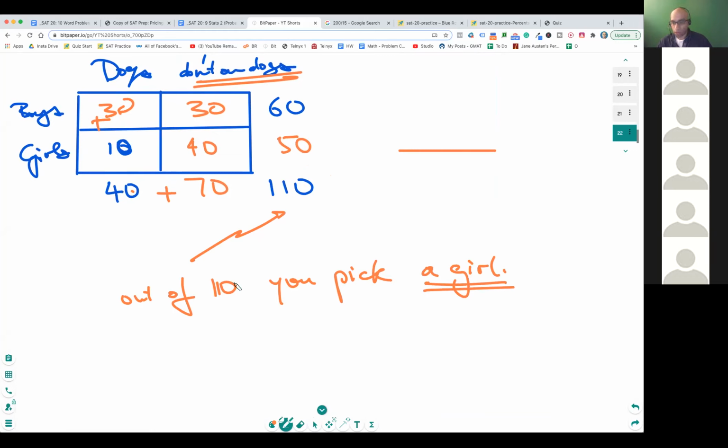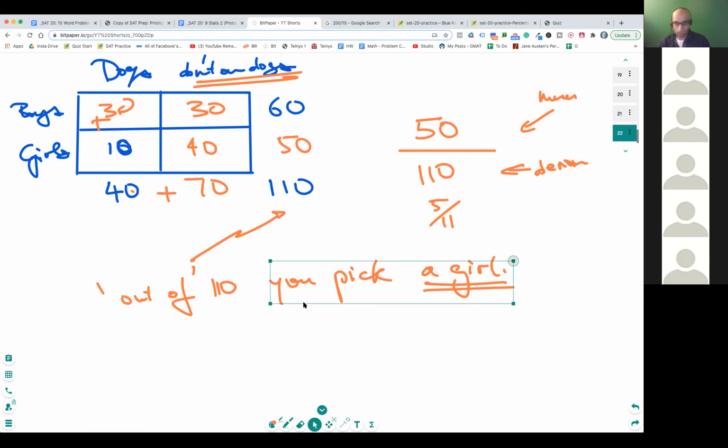Remember, the way you solve it is there's a denominator part and then there's a numerator part. The denominator part is always going to be the "out of" number, which is 110 here. I know we are past 9:30. Just give me maybe 10 minutes, and we should be done with this session. Now the numerator part is how many girls there are. It's going to be 50, so the answer is 5 over 11. Super easy.